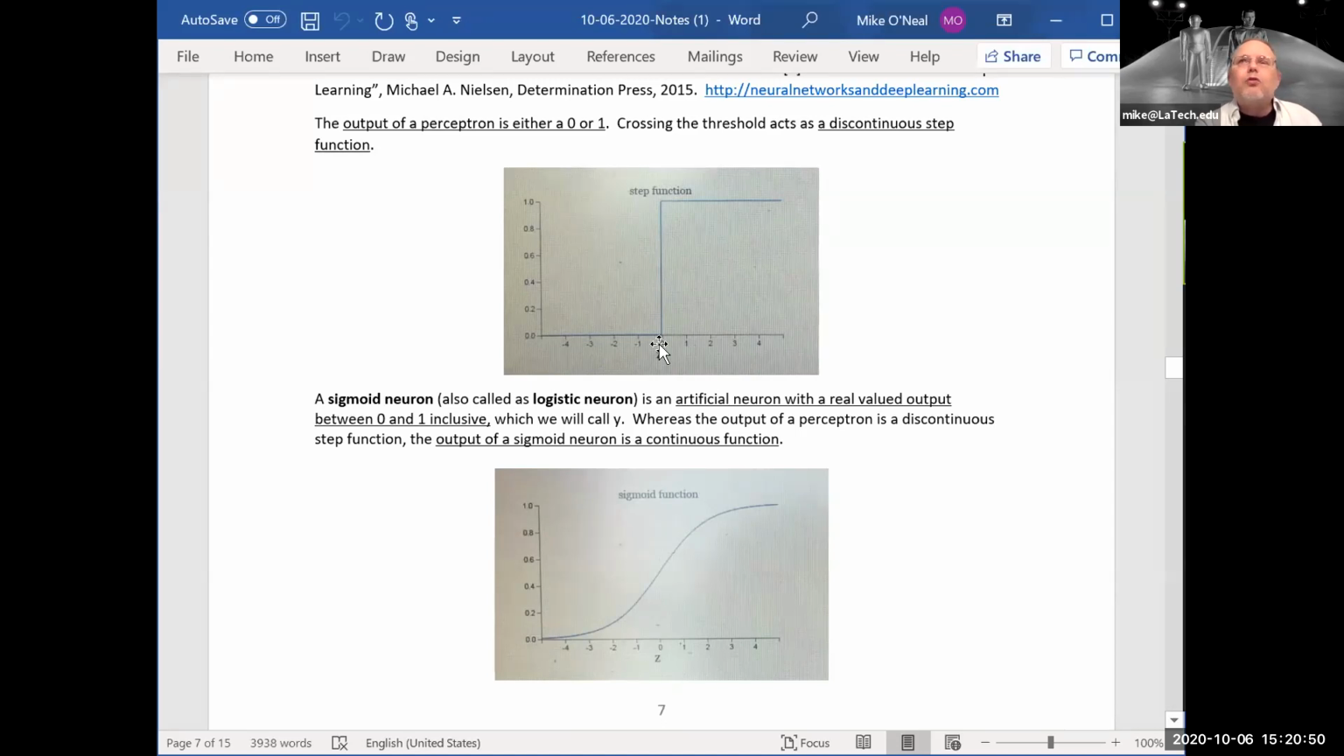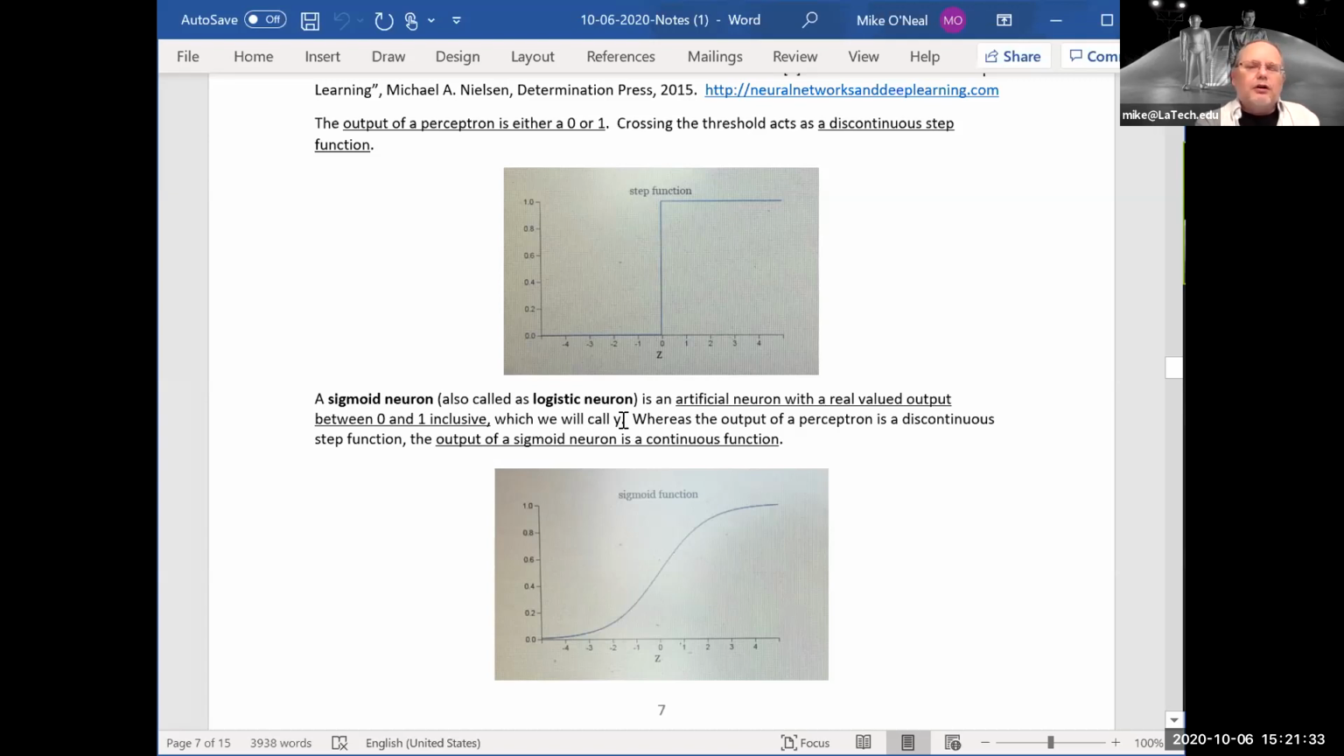So you can be at negative 0.000000001, right? And you'll still be generating a 0, but the moment the sum switches from negative 0.00001 to 0, your output immediately switches to a 1. Okay?